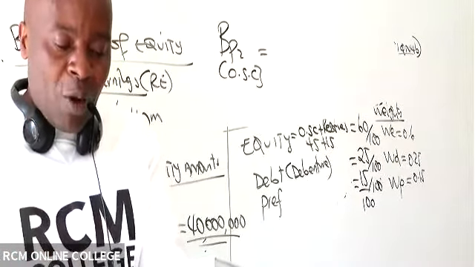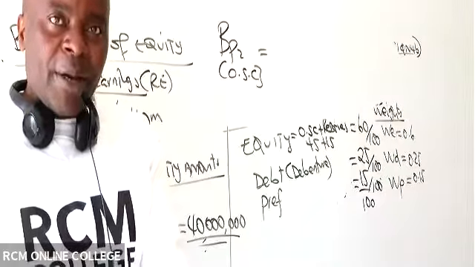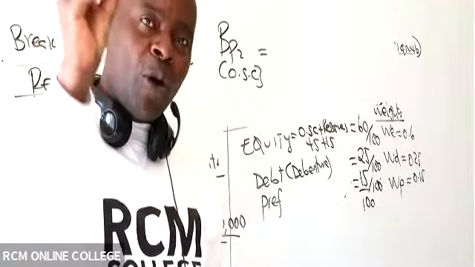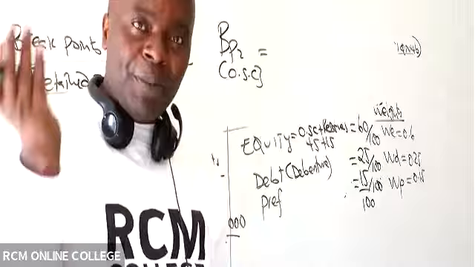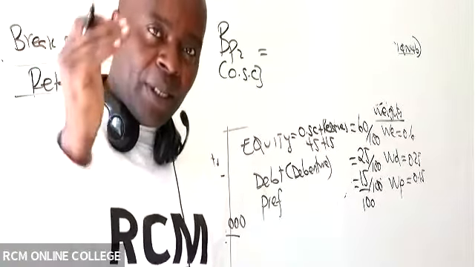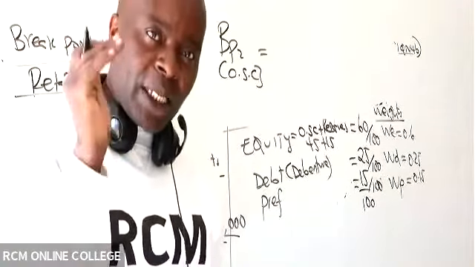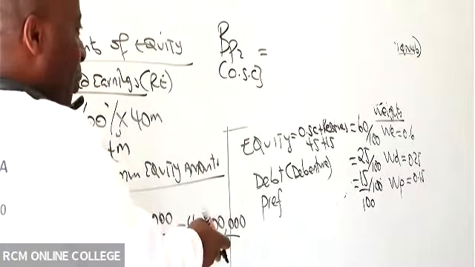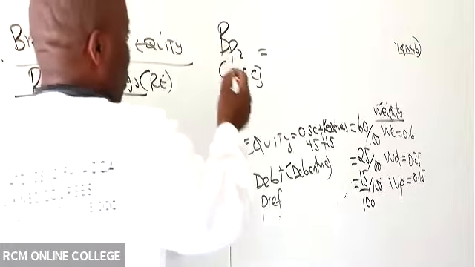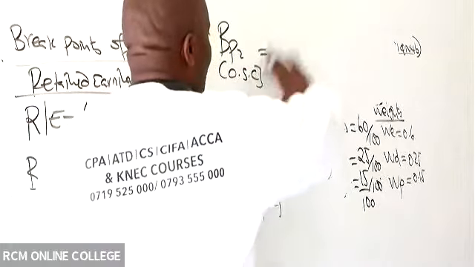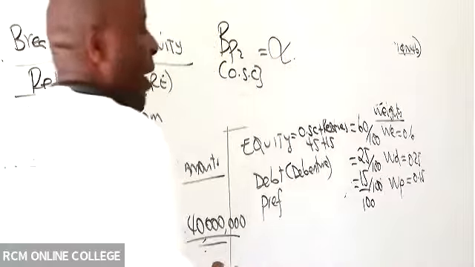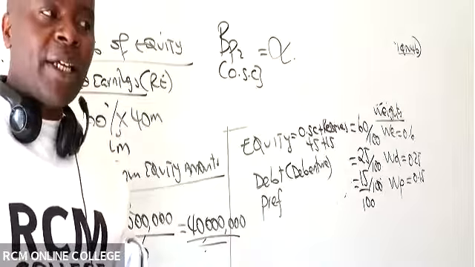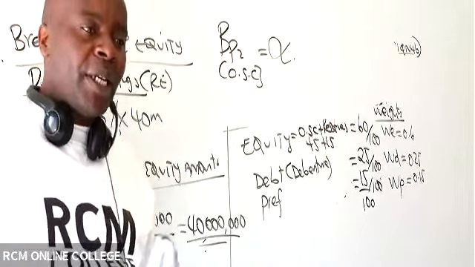At a flotation cost of 10%. But they're not telling us that from this ordinary share capital, you can get a maximum amount of maybe 30 million or 50 million. So they are not giving us a cap. Look at the formula for getting breakpoint. It's the maximum equity amount. So in this case, breakpoint 2 for ordinary share capital has no maximum, so this is infinity, because the maximum has not been specified.